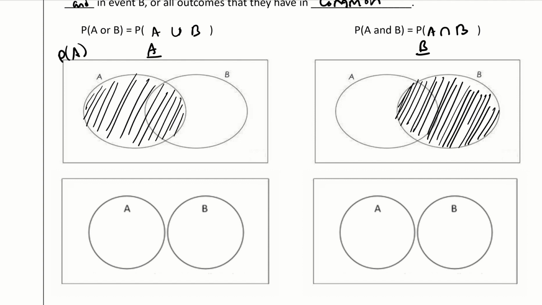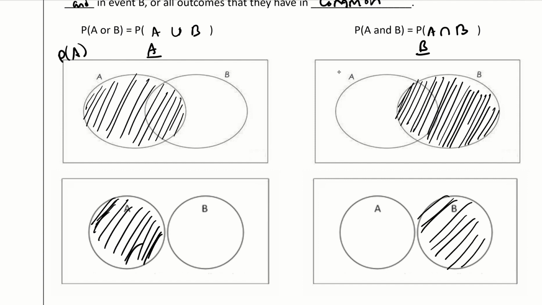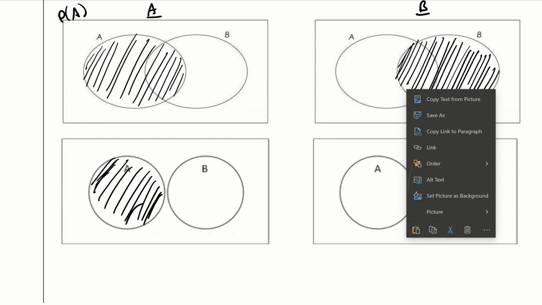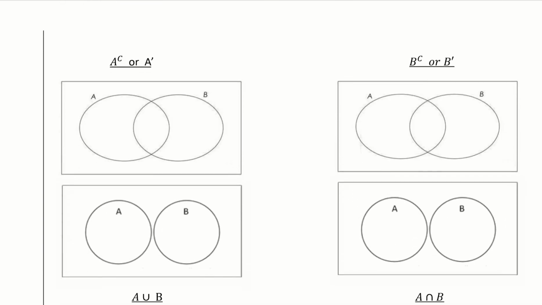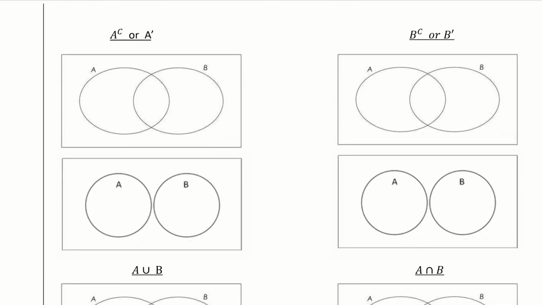All right, now they're mutually exclusive, so you only have to shade parts in A, right? There is no overlap with B. And in this one, there is no overlap with A. All right, so those are a couple scenarios. Let's go over a couple more scenarios.